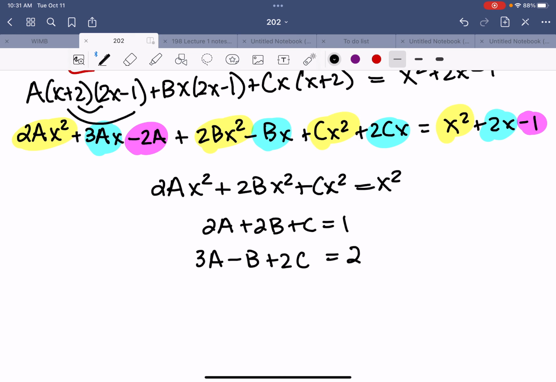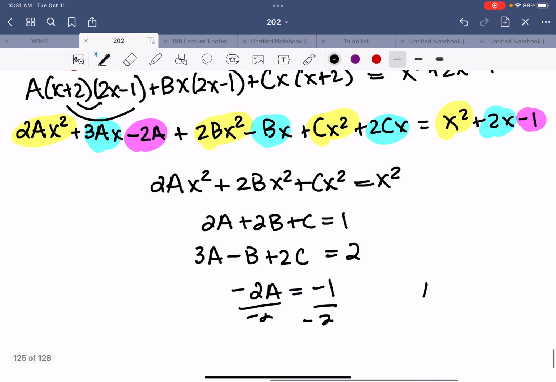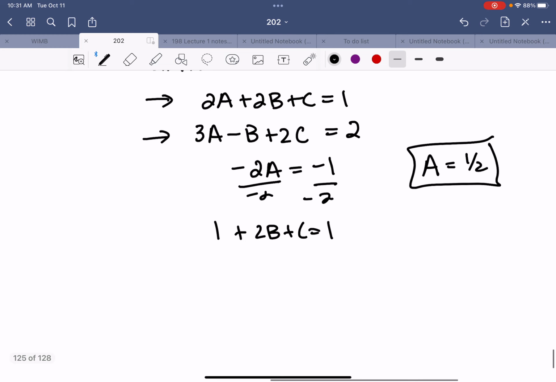So this one will make it easier to solve. Negative 2a has to be equal to negative 1, and if I divide that through by negative 2, that tells me that a is 1/2. So there's my first value. Then I can go back and work through that. If I plug that a back into my first two equations, that gives me 1 plus 2b plus c equals 1, and 3/2 minus b plus 2c equals 2.